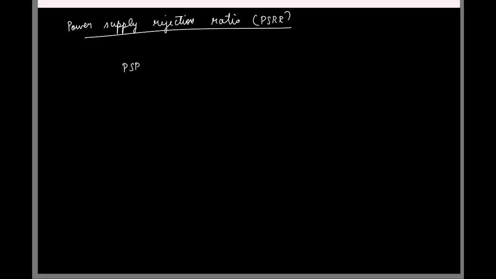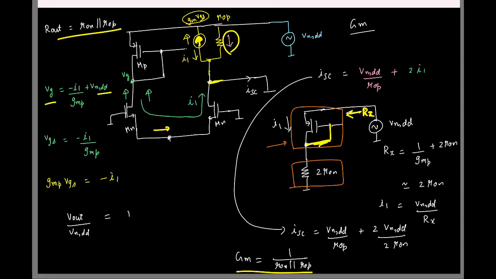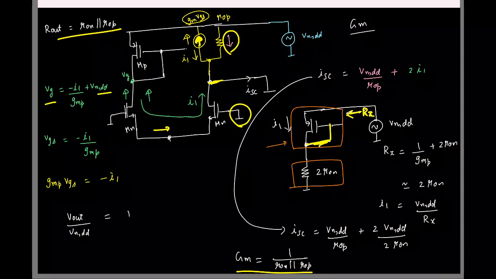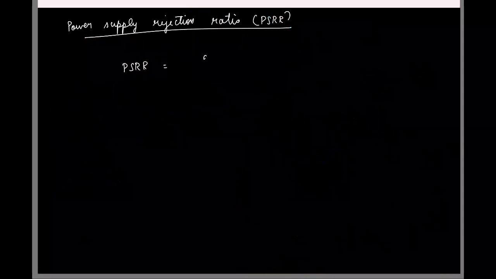And the definition is straightforward. It is basically the gain you want, that is, the gain from your desired input, which is from the gate to the output. What is the gain from there? gm of the NMOS times the r0.